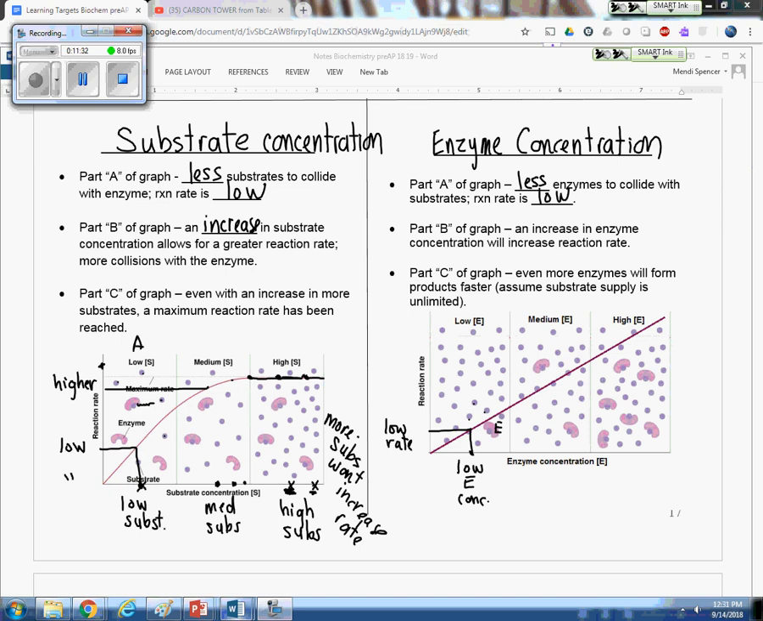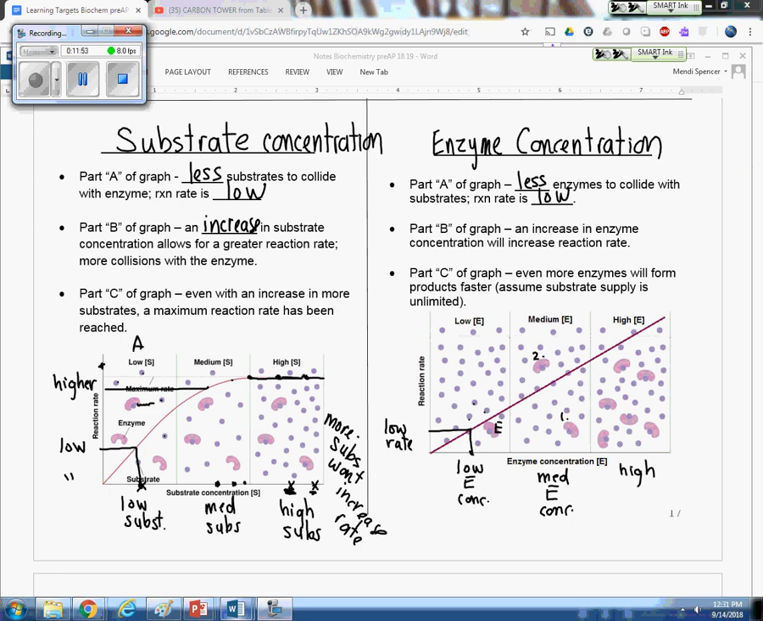Let's take a look at the next one. So now we have kind of a medium enzyme concentration. Now we've got more. So here we've got 2. We still keep the substrate concentration the same, but now we have another enzyme to assist in making the product. So you can see reaction rate would go up. And even if we add even more, notice there's no leveling off.